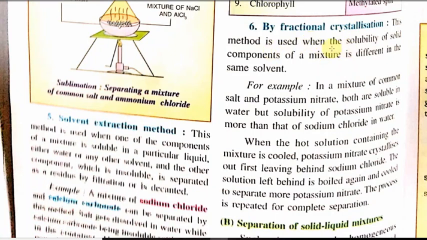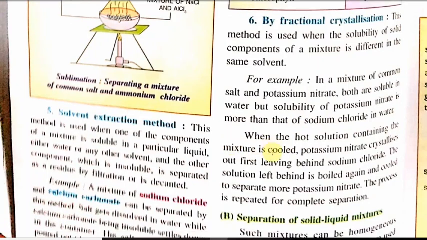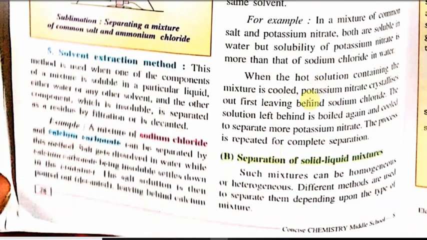This method is used when the solubility of the components of a mixture is different in the same solvent. Like in a mixture of common salt and potassium nitrate, both are soluble in water, but potassium nitrate is more highly soluble in water than sodium chloride. So when the hot solution containing the mixture is cooled, potassium nitrate crystallizes first while salt remains dissolved. In this way we can separate the mixture of potassium nitrate and salt.